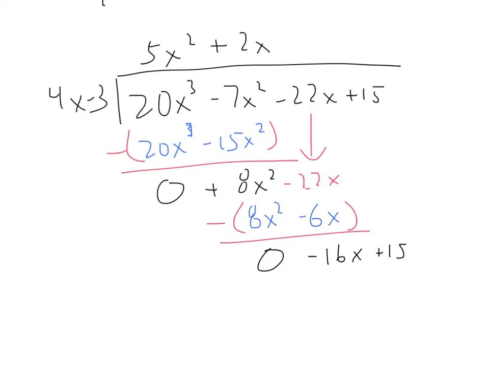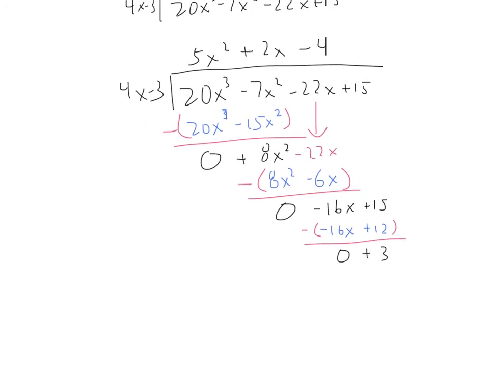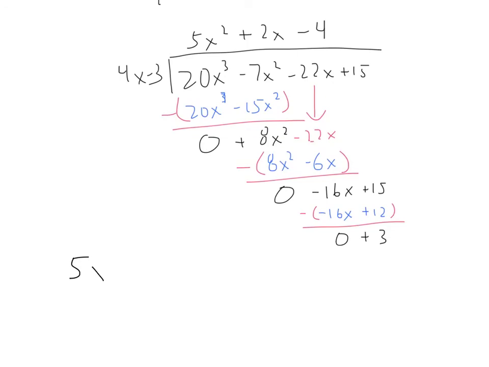All right, so now 4x minus 3 going into negative 16x plus 15, that goes in negative 4 times. So when we multiply negative 4 by 4x minus 3, we're going to get negative 16x plus 12. Okay, lastly, let's subtract this. All right, we end up with 0 plus 3. So your final answer would be this: 5x squared plus 2x minus 4 plus 3 left over that has to be divided by 4x minus 3. And there's your answer.